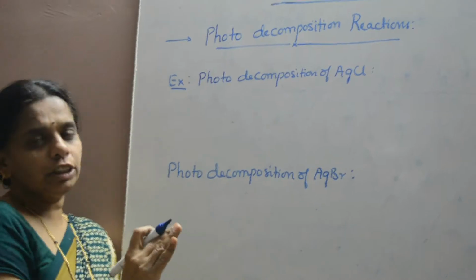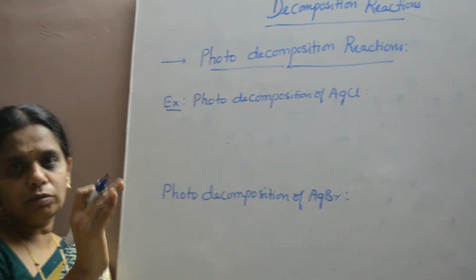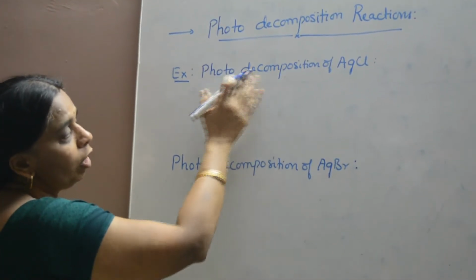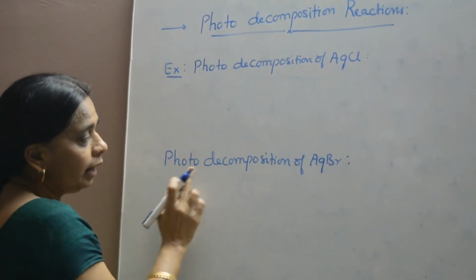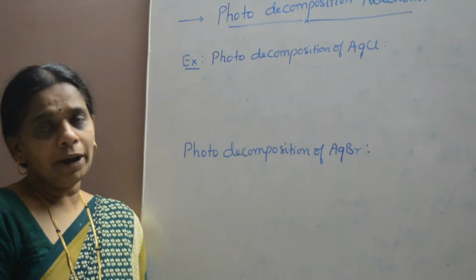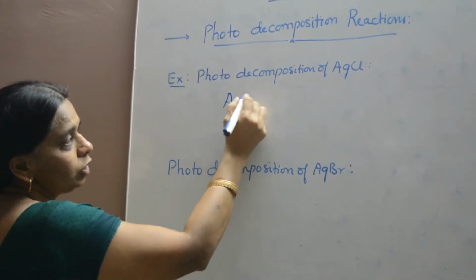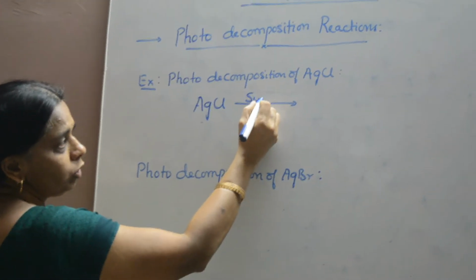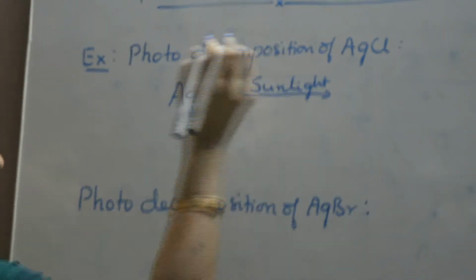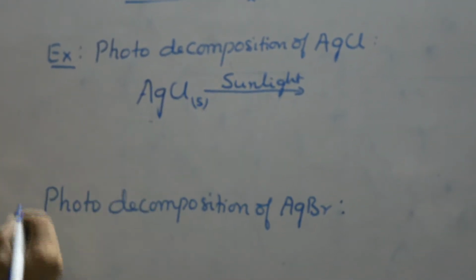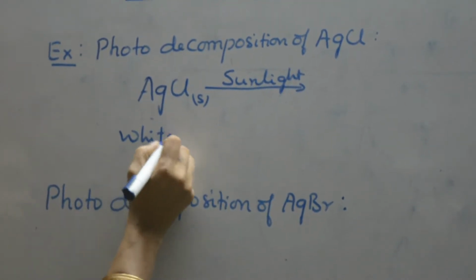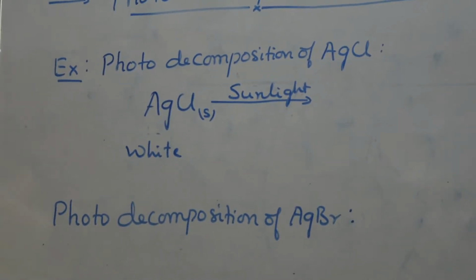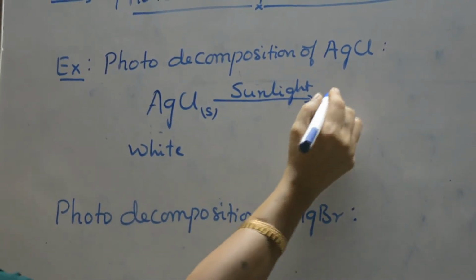Photo decomposition reactions are decomposition reactions where sunlight is used for the reaction to take place. Here we can take the example of photo decomposition of silver chloride and photo decomposition of silver bromide. Let us say photo decomposition of silver chloride. Silver chloride is a white solid, and once it is exposed to sunlight for about one or two hours, slowly the reaction takes place.